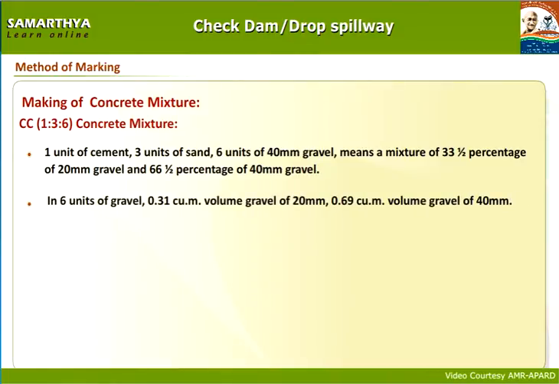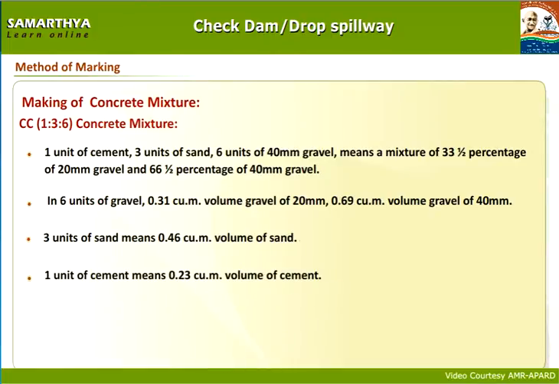In 6 units of gravel, 0.31 cubic meters volume of gravel is 20 mm, and 0.69 cubic meter volume of gravel is 40 mm. 3 units of sand means 0.46 cubic meters volume of sand. 1 unit of cement means 0.23 cubic meter volume of cement.